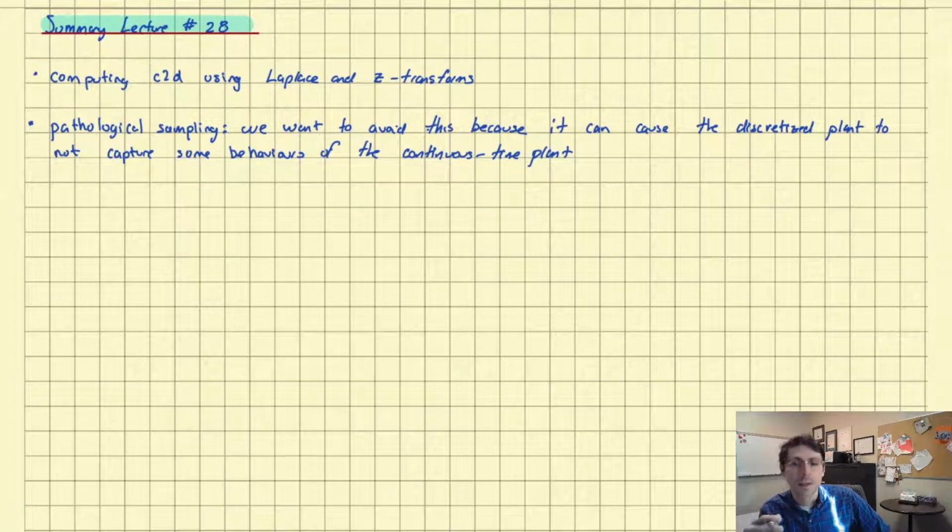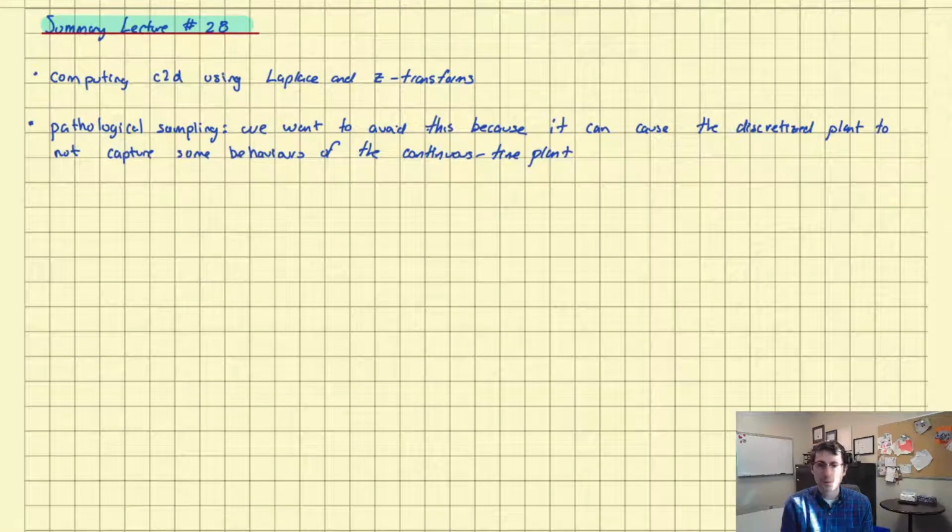And the reason for this is because when we use the step invariant transformation, we get exactly the behavior of the system at the sample points. No approximations. Okay, so we've now learned how to compute the C to D in both state space and transform domains. And again, that's feasible for small problems. For larger problems, of course, you'll use MATLAB.